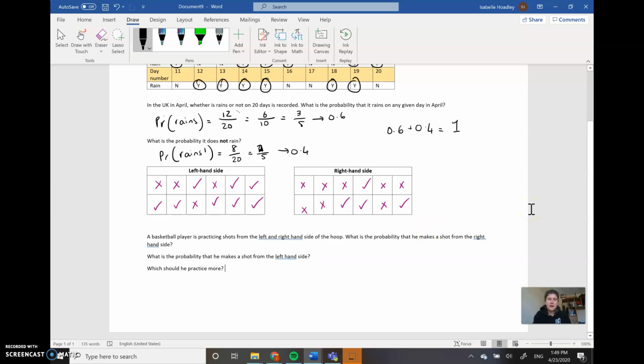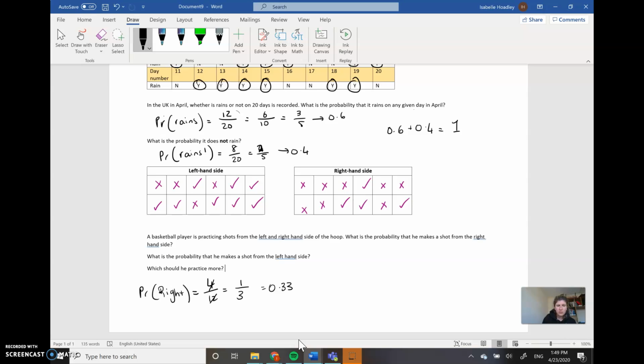Alrighty, last little bit. We've got a basketball player. In these tables, the basketball player is practicing shots from the left-hand side and the right-hand side of the hoop. What is the probability that he makes a shot from the right-hand side? Now, there are 12 shots altogether. He makes 1, 2, 3, 4 of those. So 4 out of 12, which is the same as 1 out of 3 if we divide both by 4. That gives us a 0.33 chance that he makes a shot from the right-hand side.